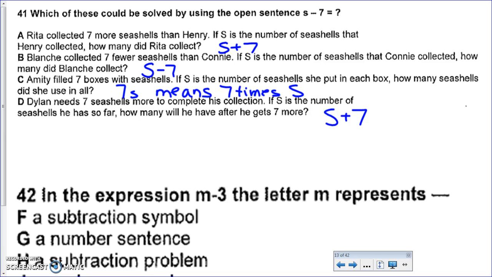Which means the answer here is B, because the question was which of these could be solved using the open sentence S minus 7, and that is situation B.